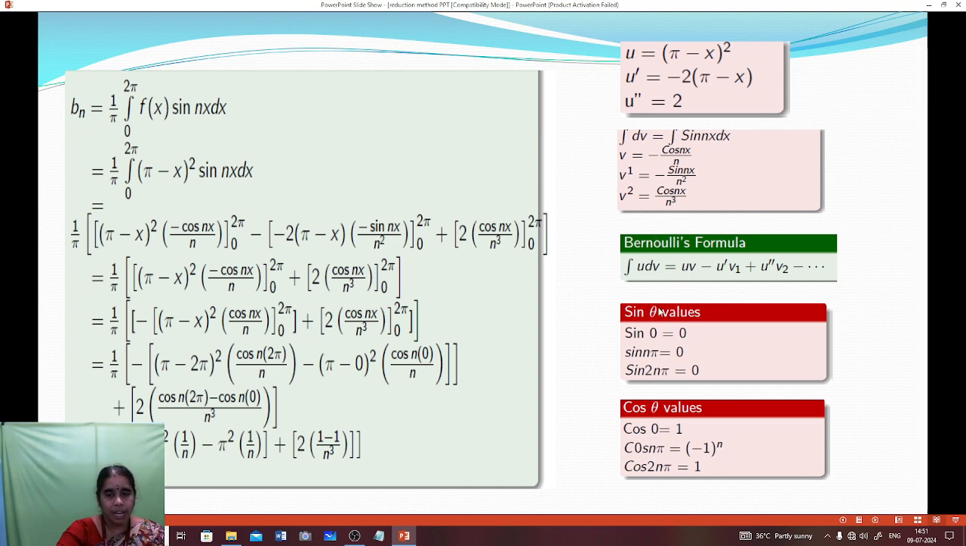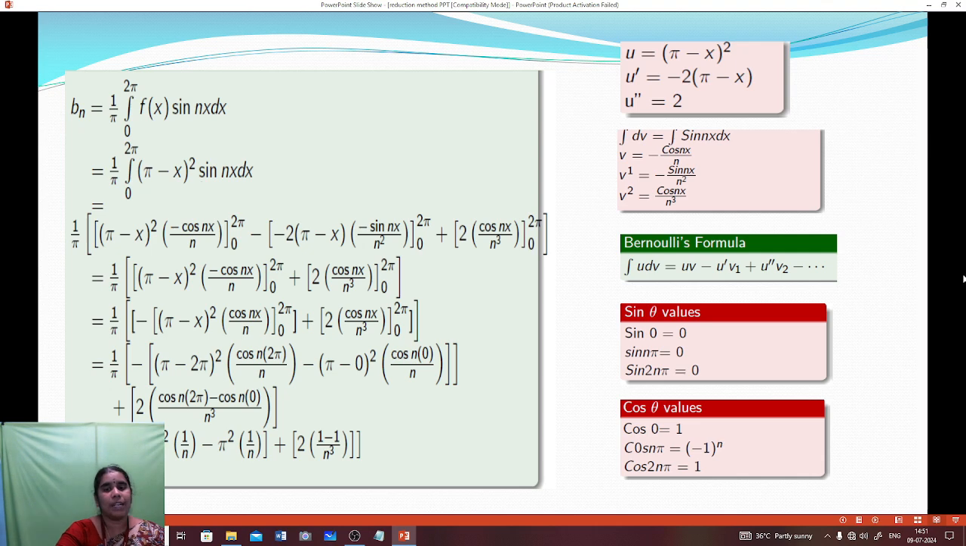And we know the value of sin takes the value as 0 for 0 or n pi or 2n pi. Sin takes the value, whatever our n pi, it may be odd or even, sin takes the value as 0. For cos 0 equal to 1, and for cos n pi, we have minus 1 per n. If n takes even, it takes 1. If n takes odd, it takes minus 1. These only we are going to apply here.